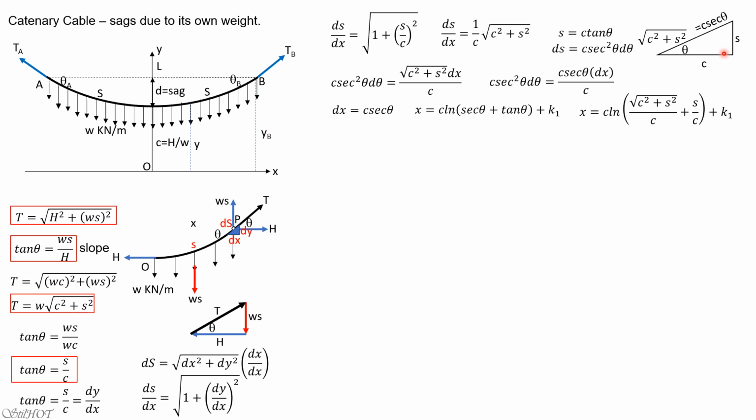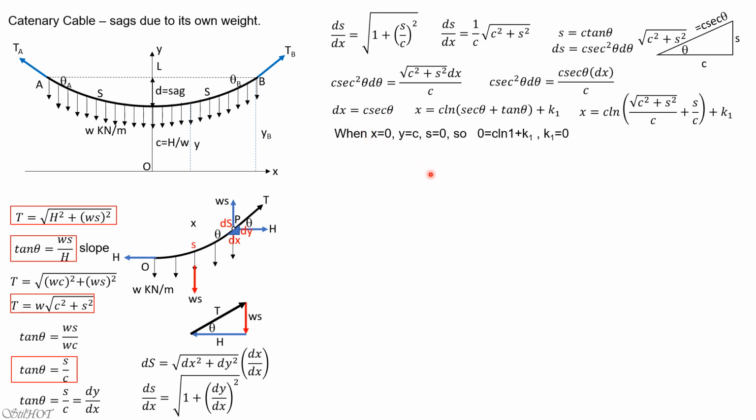From this triangle, secant theta is hypotenuse, which is square root of c squared plus s squared, divided by adjacent c, and tangent theta is s over c, which is a given, plus k1. So when x is 0, s is 0, and let's show that k1 is 0. So when x is 0, y is c, and s is 0, and you have c ln of, because s is 0, square root of c squared over c, which is 1, so ln of 1 is 0, so that k1 is 0.